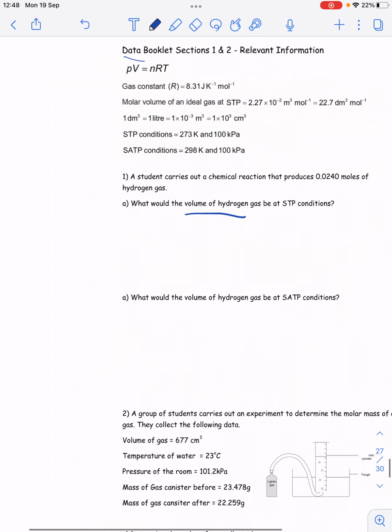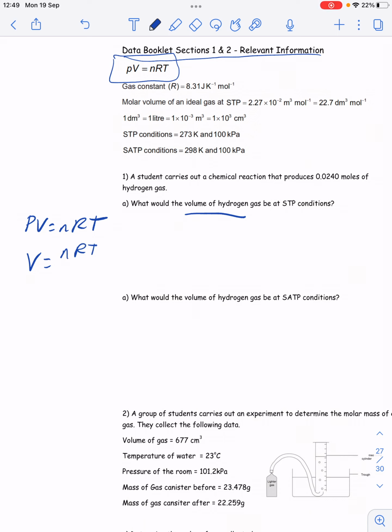This is the relevant information in the data booklet. You're given PV equals nRT. That's the ideal gas law. And then you can rearrange it that volume equals nRT over P. So n is moles, T is temperature in Kelvin, P is pressure, and R is the gas constant. Gas constant is given here in the data booklet.